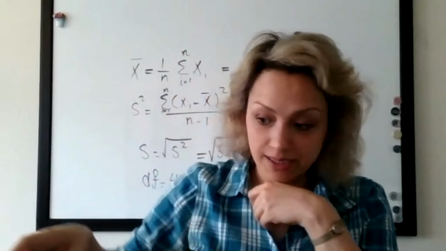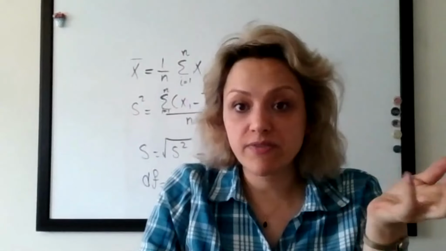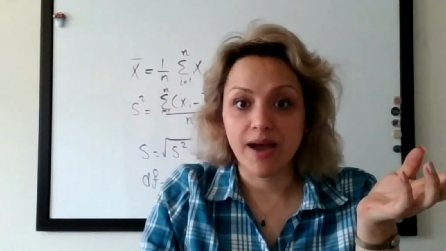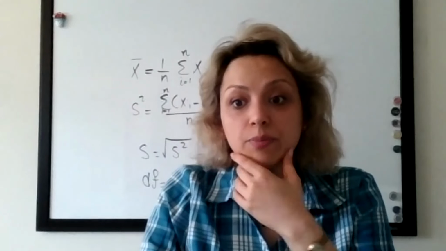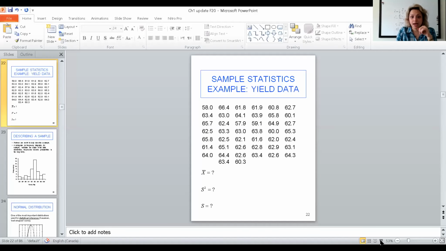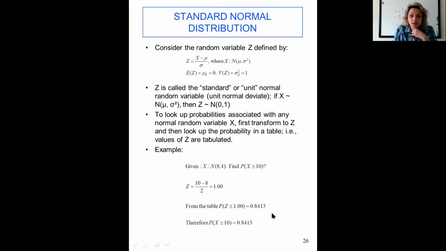So from the z table, we read the value for z less than 1, and this value is exactly the same as the value we would have if we were looking for the probability of x less than 10. So what's going to happen? Let me just bring up the correct one. Okay, from the table, because the probability of z less than or equal to 1 is 0.8413, the probability of x less than or equal to 10 is 0.8413.